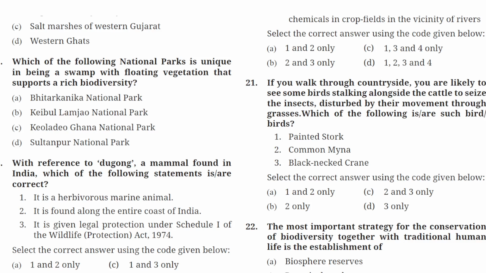Okay. The common myna is closely associated with human habitation and thus easily found in the countryside. It is the common myna because this is common. Second is the right answer. Black-necked cranes. Cranes are also easily found in the countryside. So two is the correct statement, that is two, and the answer is C.